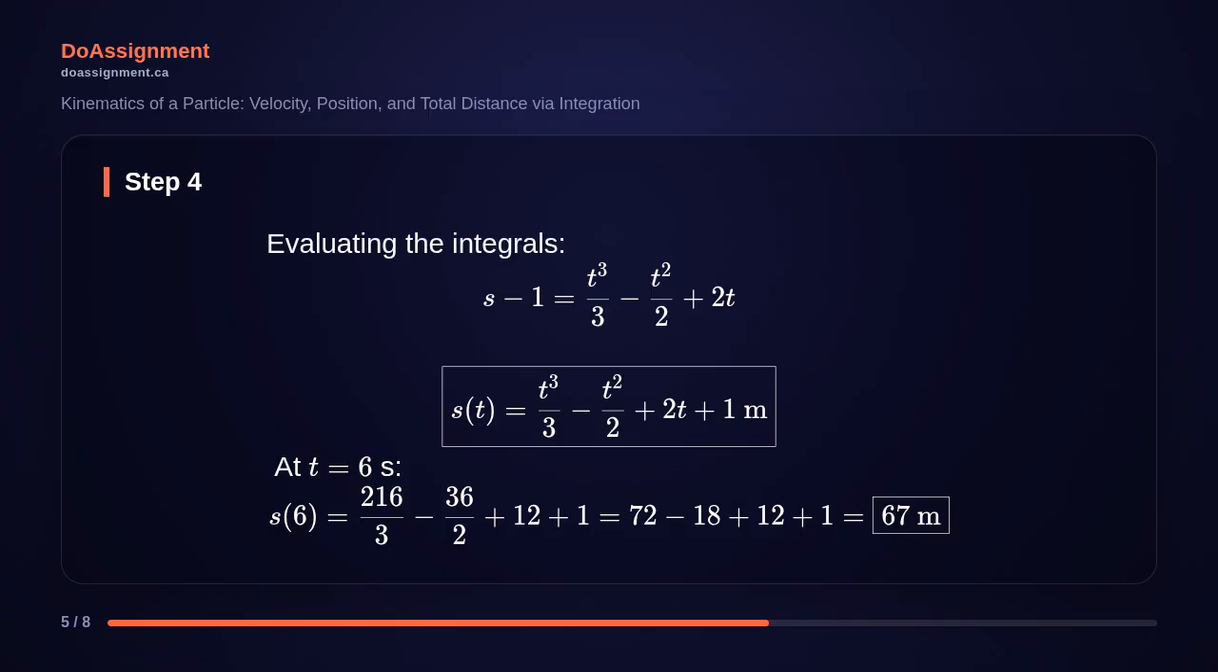Integrating t squared minus t plus 2 gives t cubed over 3 minus t squared over 2 plus 2t. Adding the initial position of 1 meter gives the full position function. At t equals 6 seconds, 72 minus 18 plus 12 plus 1 equals 67 meters.